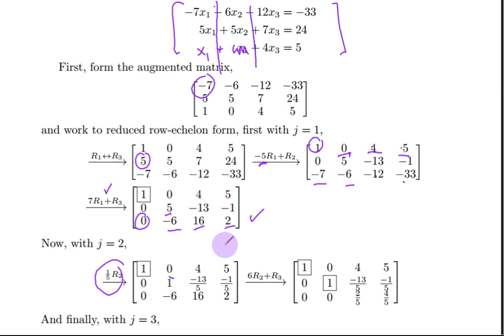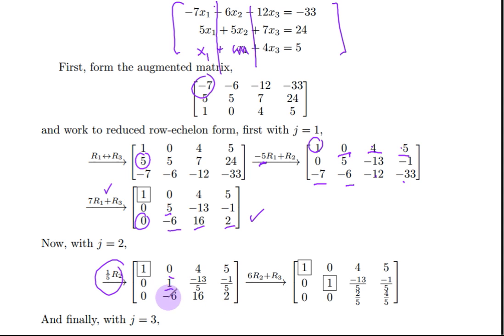All right, now let's take stock. What's the next thing I want to do? Well, I want this to be a pivot entry. If this is going to be a pivot entry, I have to have zeros in every other entry in that column. So I'm going to have to get rid of this -6. How am I going to do that? I'm going to take a multiple of the second row and add it to the third row. The multiple that works is 6, because 6 times 1 added to -6 gives me 0. So here's my row operation: 6 times R2 plus R3.